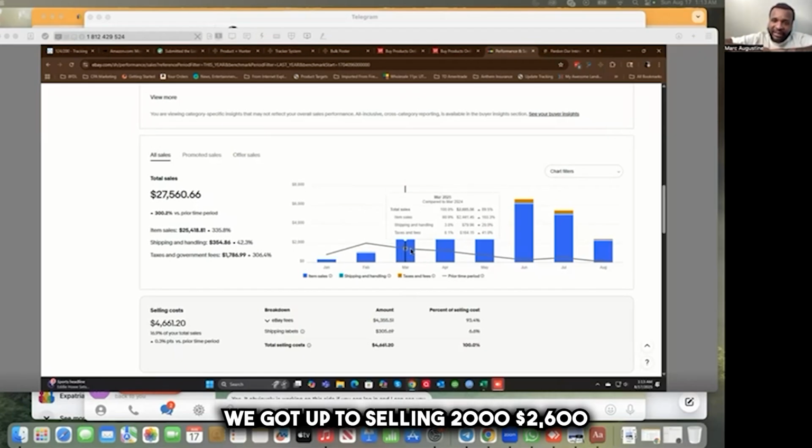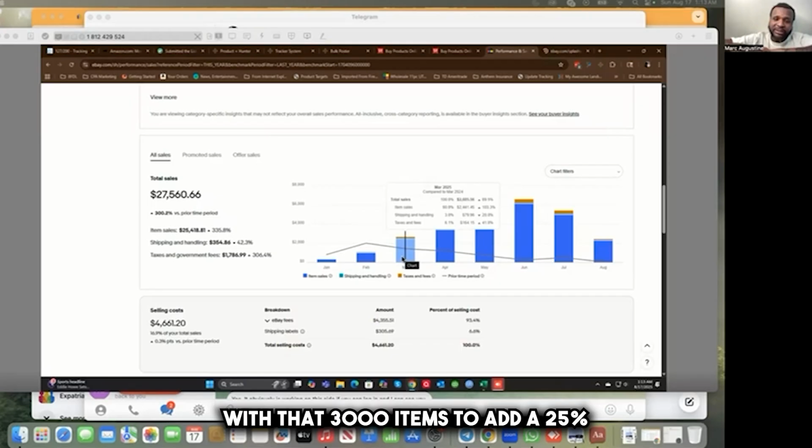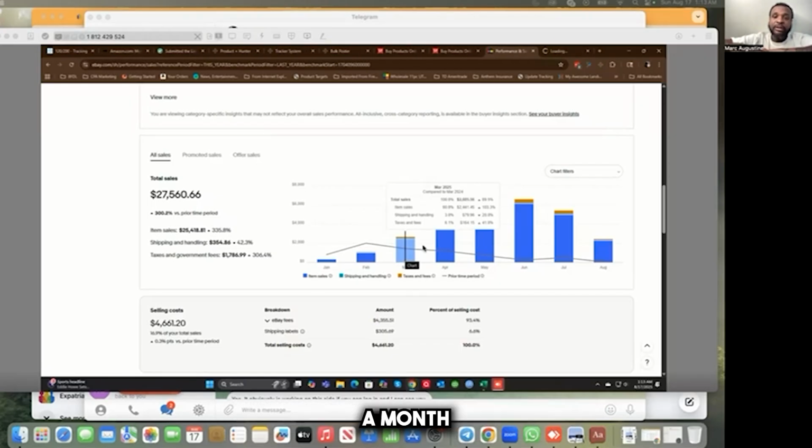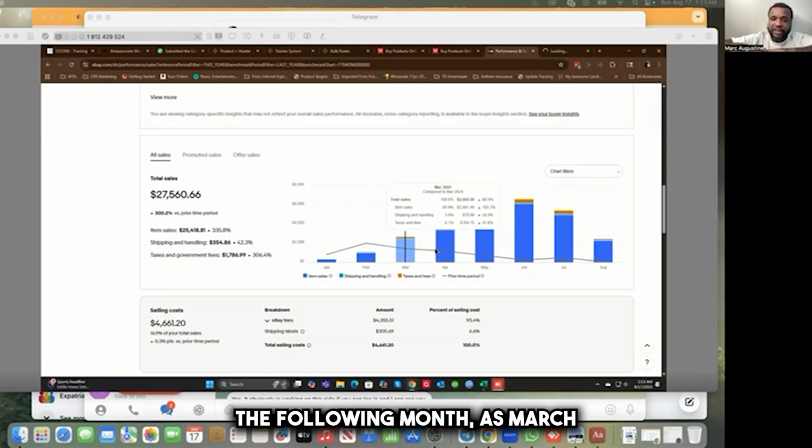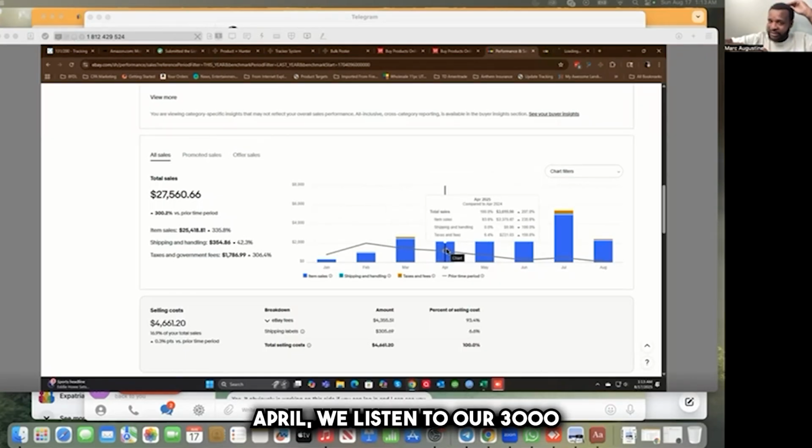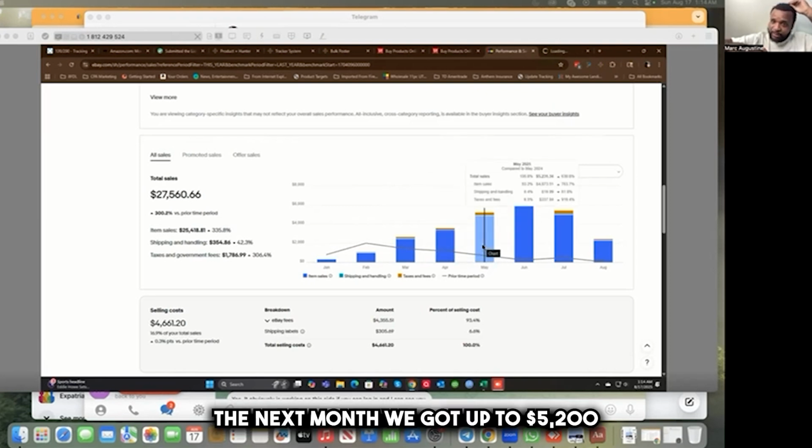We got up to selling $2,600 with that 3,000 items. At a 25% profit margin, the account made about $600 that month. The following month, so that's March, April, we listed at 3,000. We got up to selling $3,600 that month. That's about $720 profit. The next month, we got up to $5,200.